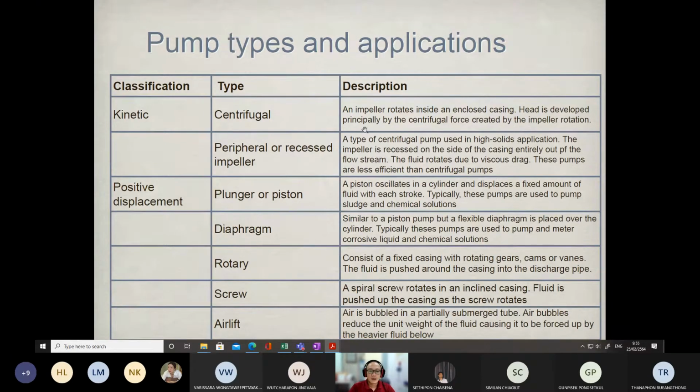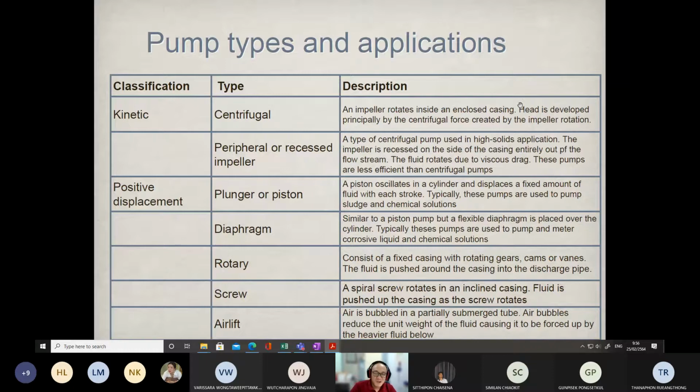Here are the descriptions for various types of pumps. Centrifugal pumps: basically impellers rotate inside closed casings, and the head is developed by the centrifugal force created by the impeller's rotation. Head and pressure are related to each other. If we are talking about head, the unit is water column height. We normally report it in meters or feet.